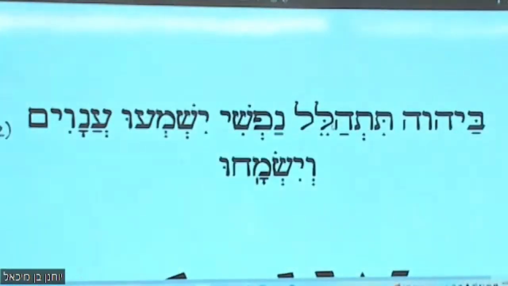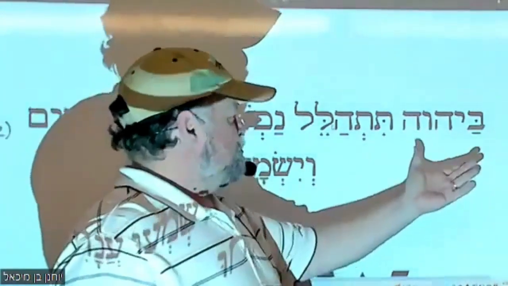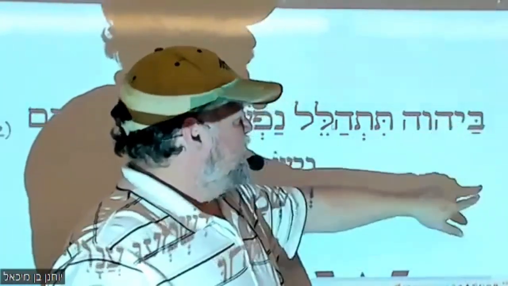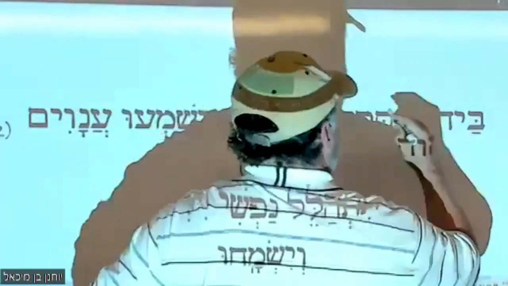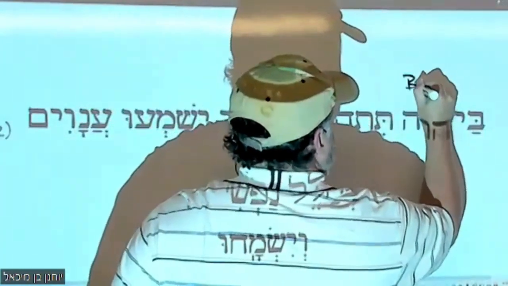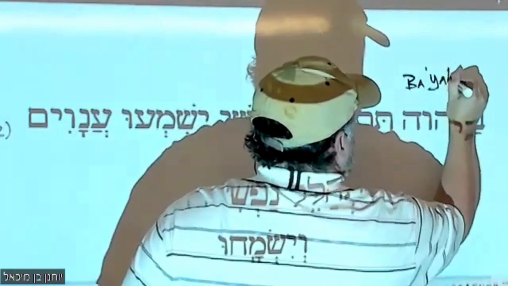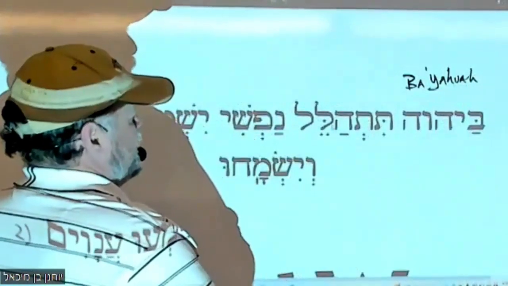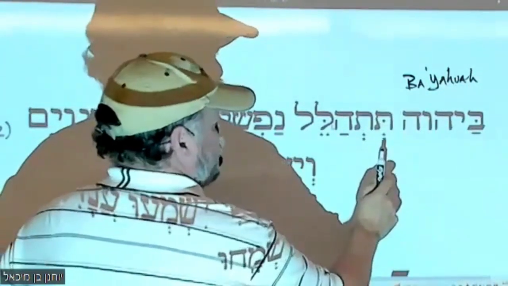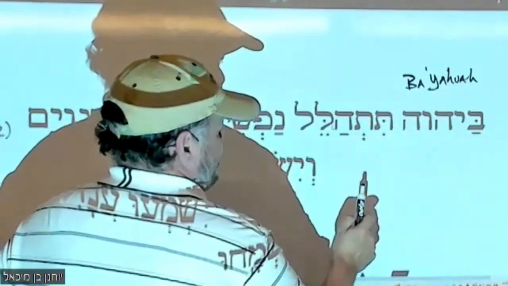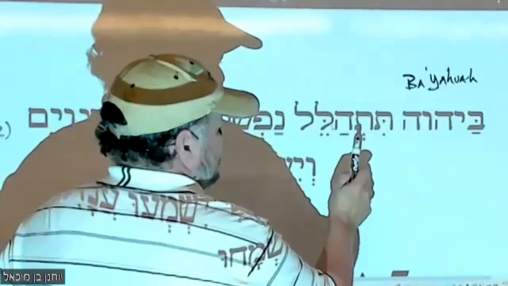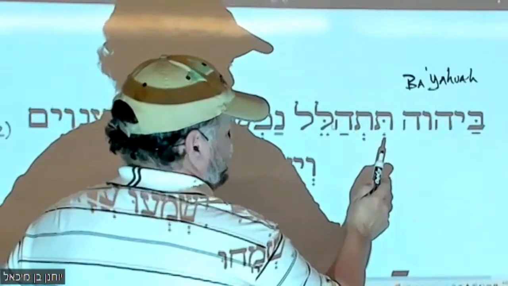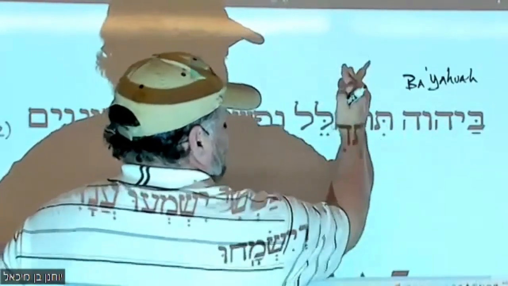Okay, so let's get started on our second sentence here. All right, so what's our first word? Bayawa, right? We have a bait, pointed patach, and then yud hey wah hey. Yawa. All right, bayawa. What's our next word here? All right, so we have a tav, pointed kidik, with another tav behind it. Tit. But this is a silent shva because we're following a short duration vowel point. So tit, boom, cut it off.